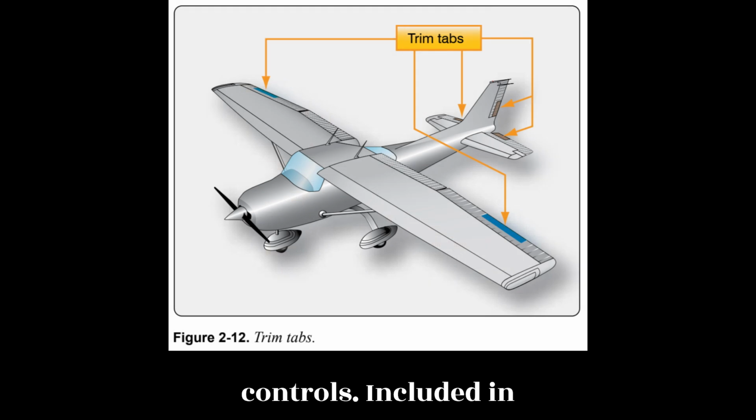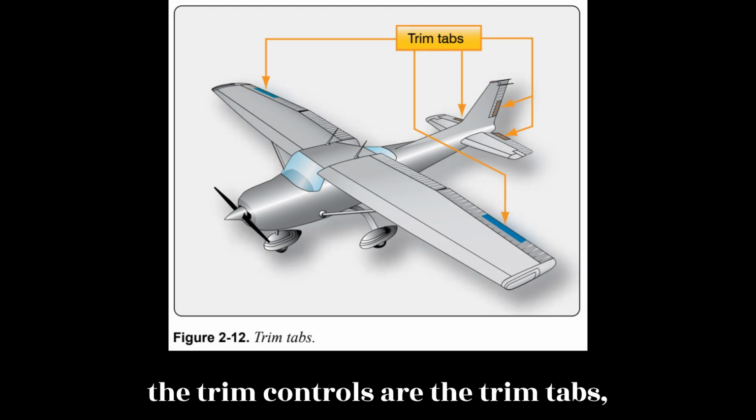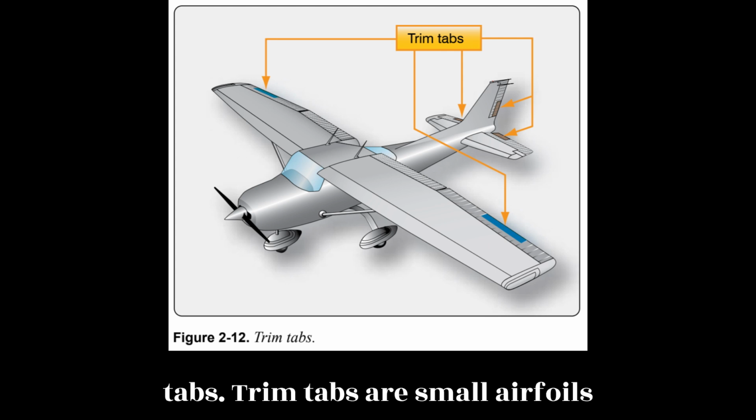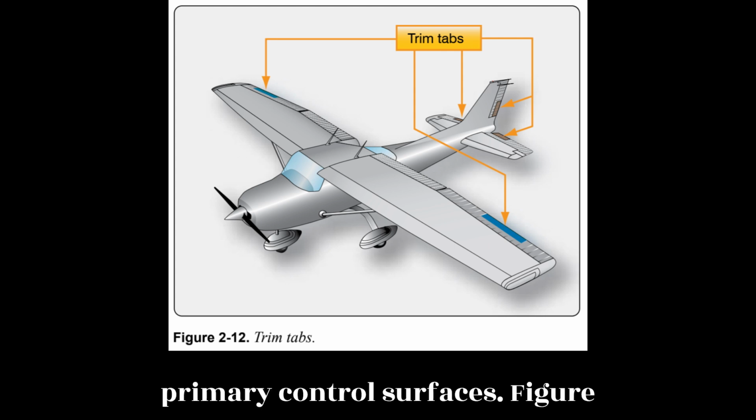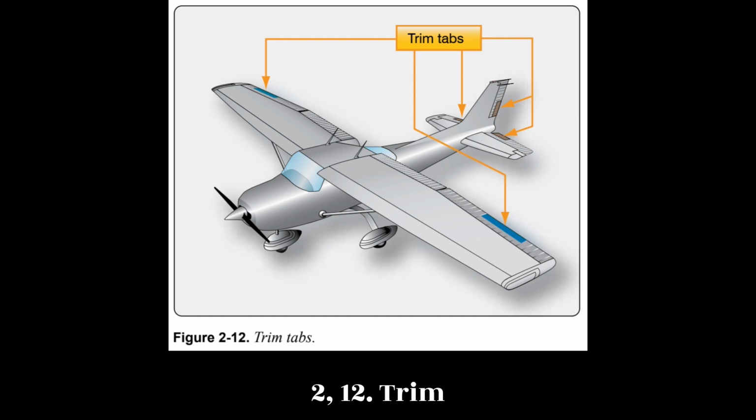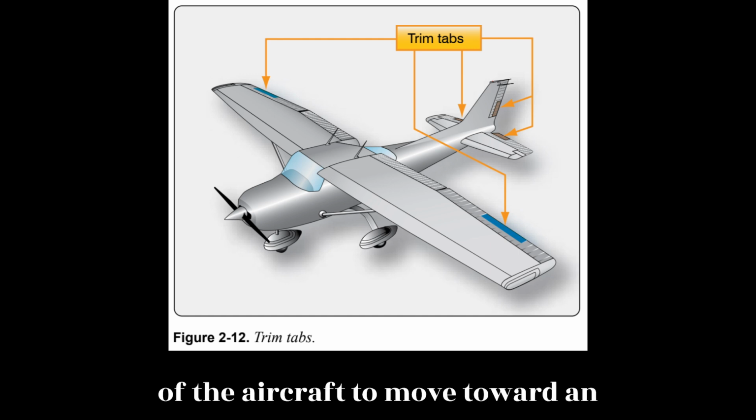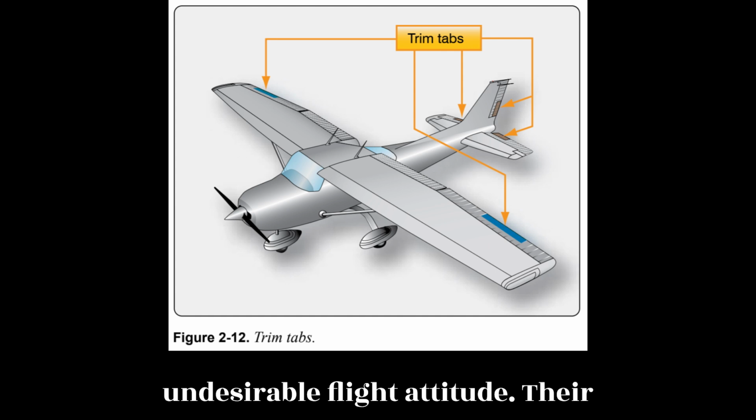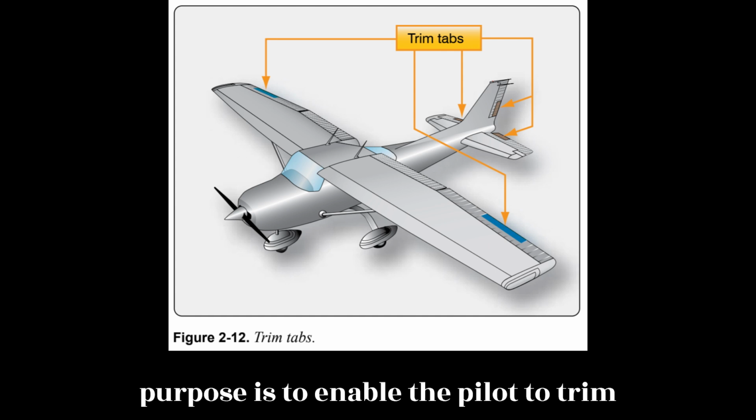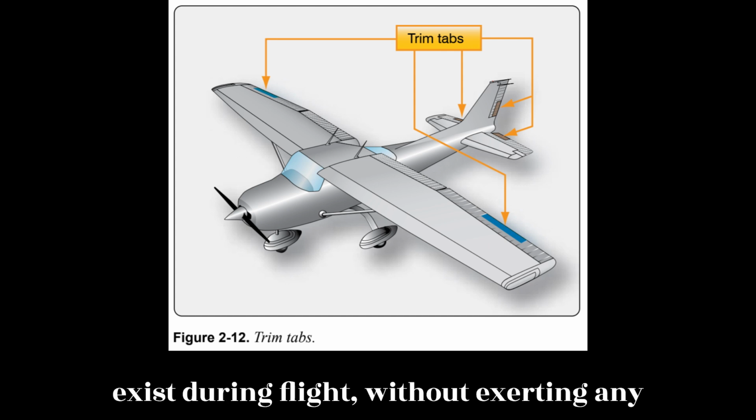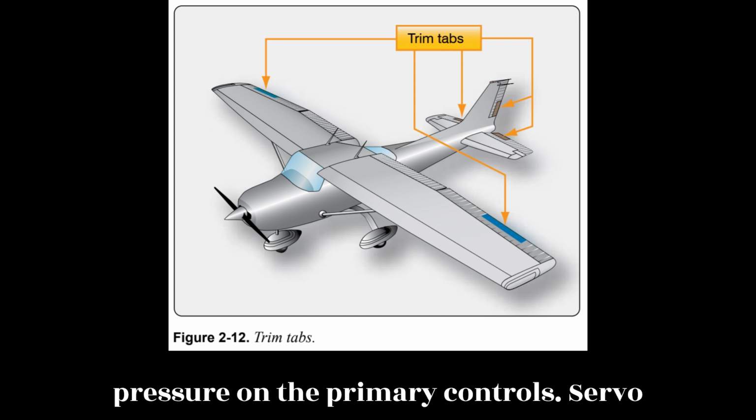Trim controls. Included in the trim controls are the trim tabs, servo tabs, balance tabs, and spring tabs. Trim tabs are small airfoils recessed into the trailing edges of the primary control surfaces. Figure 2.12. Trim tabs can be used to correct any tendency of the aircraft to move toward an undesirable flight attitude. Their purpose is to enable the pilot to trim out any unbalanced condition which may exist during flight, without exerting any pressure on the primary controls.